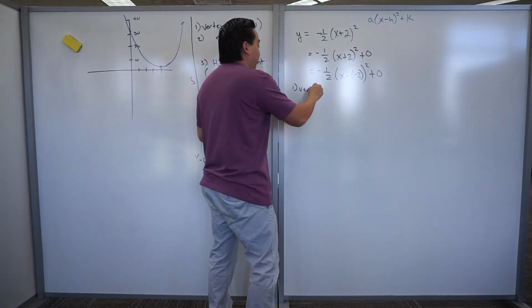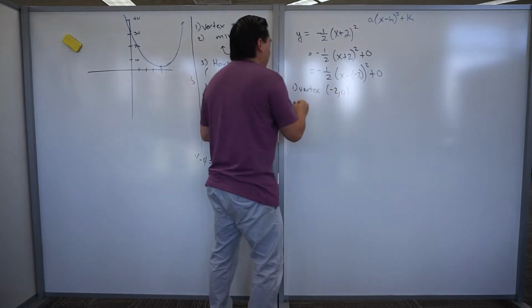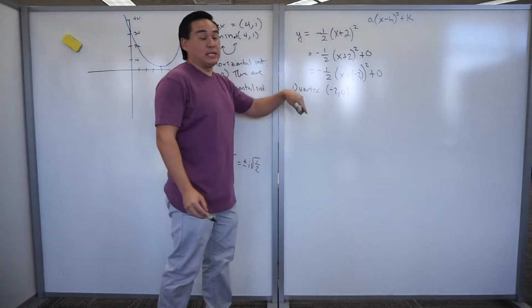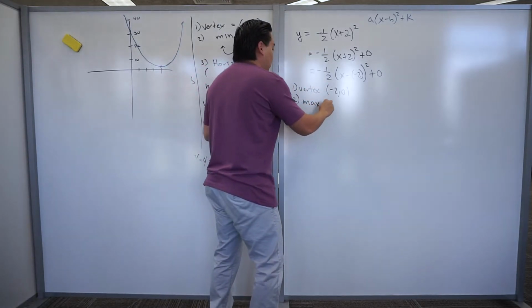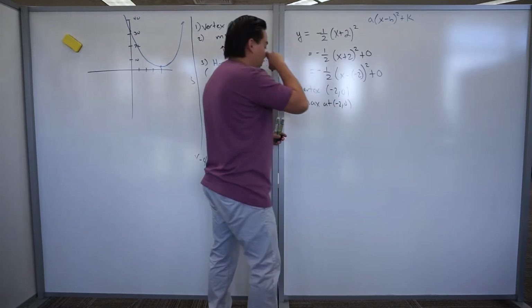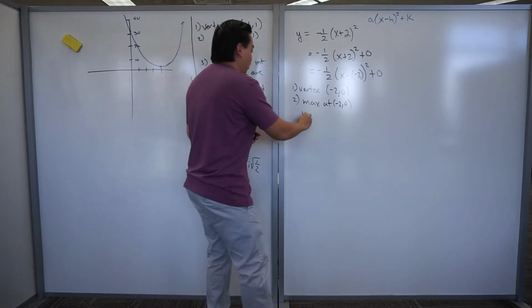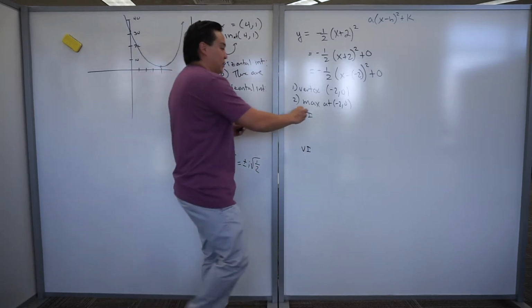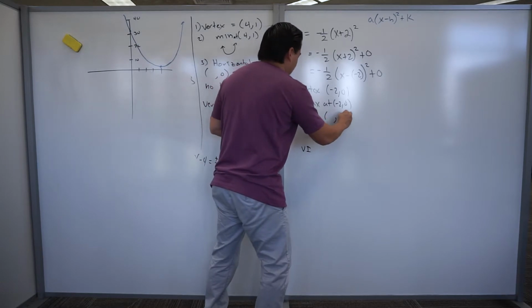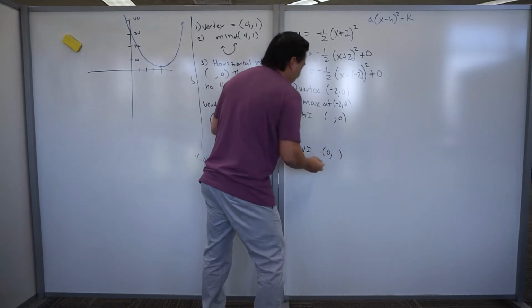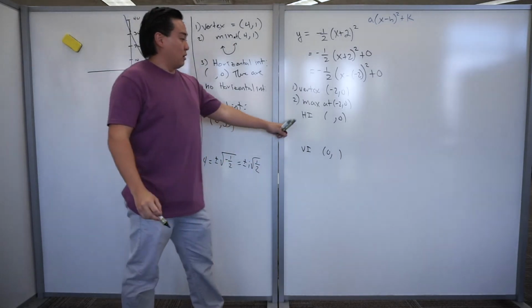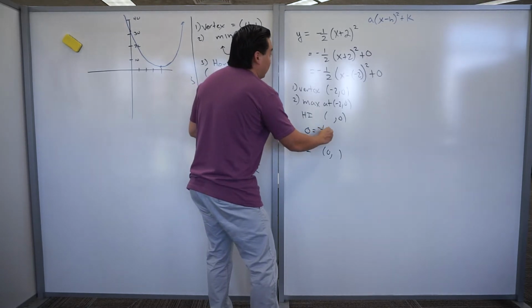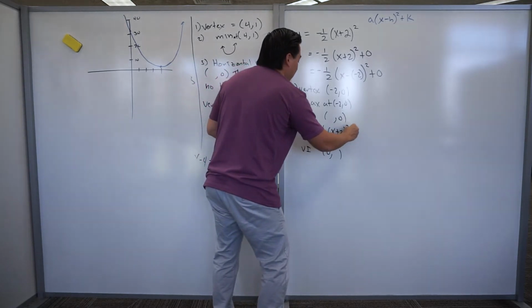1, the vertex is at -2, 0. The a value is negative, so it points down. So there's a max at -2, 0. And then find the horizontal intercept and the vertical intercept. Again, horizontal intercept is at something, 0, and 0, something for the vertical. Horizontal intercept, plug 0 in for y. 0 is equal to -1/2 times x plus 2 squared.